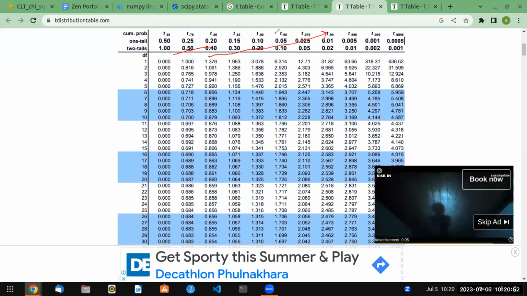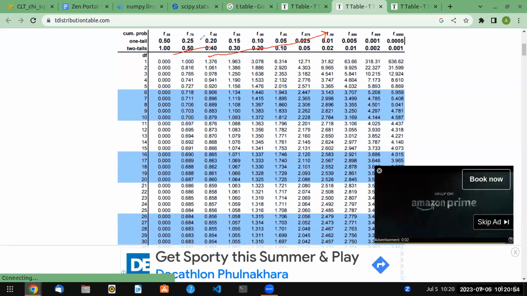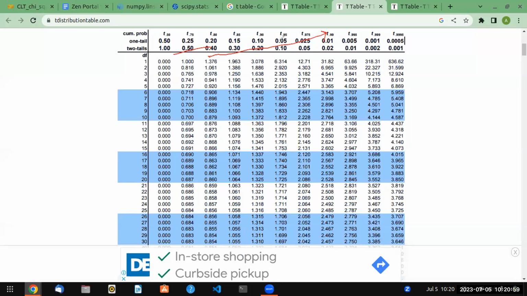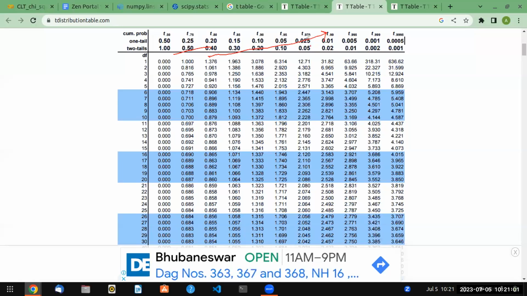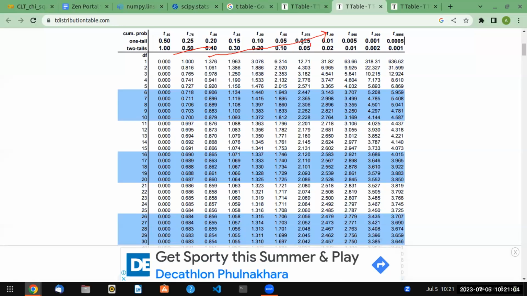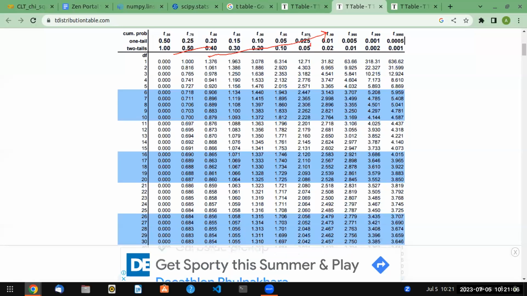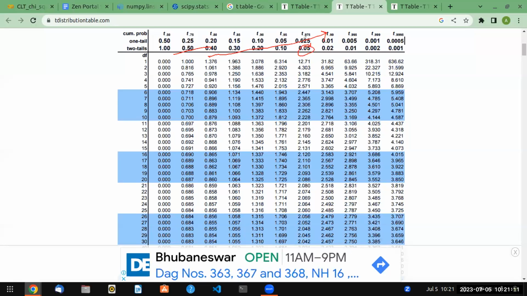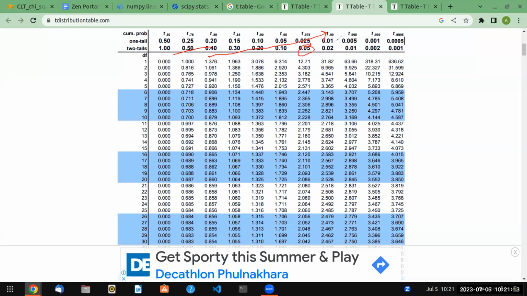Okay, so in this direction, this is the alpha value. That means two-tailed alpha value 0.05. This is my alpha value. I told you, usually people take 0.05, but if your domain expert says go for 0.01, then you need to come here. So in this direction is the two-tailed alpha value. Now in this direction, what we have is the degree of freedom.